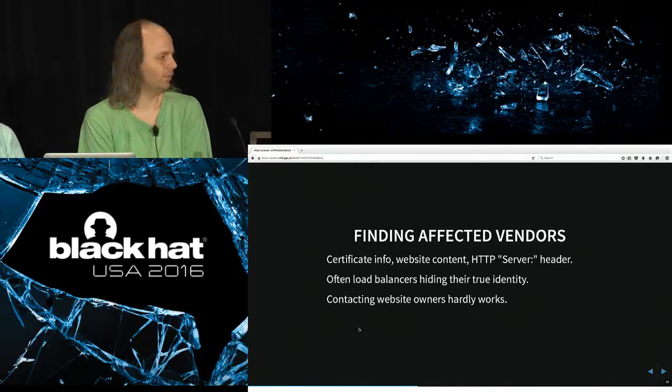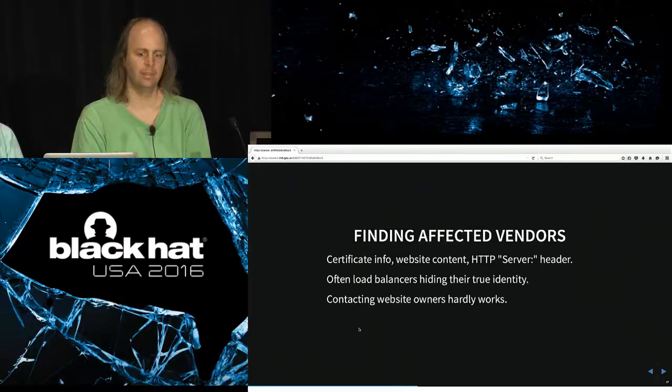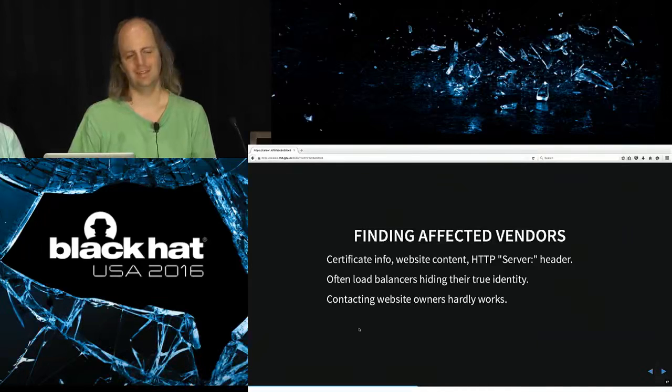So we had a bunch of information that we could look at. We had the certificate information, we had the website, and we could look at the HTTP server header. A problem with that is that quite often you see a server header, but it's not really the device you're talking to, because there may be a server and a load balancer in front of it, and the load balancer is doing the TLS termination, and you have no way of knowing which kind of device that is. And trying to contact people saying, hey, your website has a security issue, by experience hardly works. People just don't answer emails if you tell them about security issues.